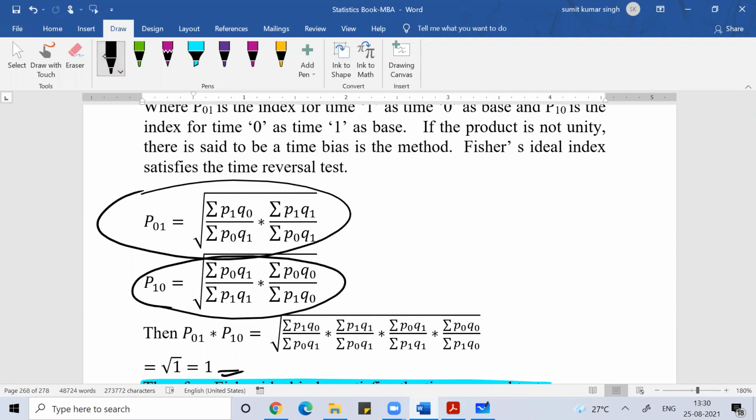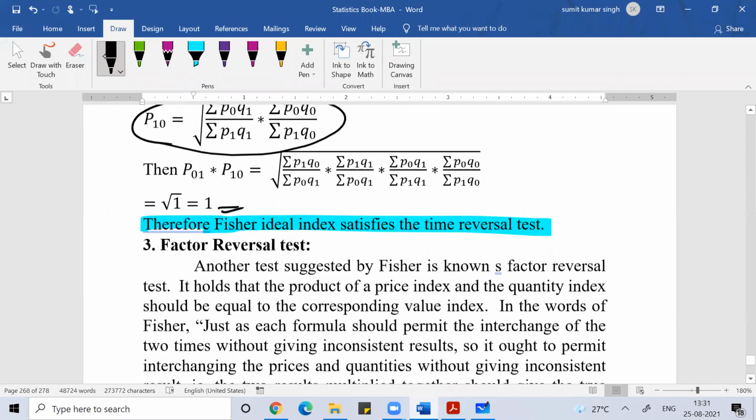Here, only thing, do not include the multiplication by 100 in this test. Normally, whatever final answer we get in all those methods, we multiply by 100, right? So here, don't multiply by 100. Whatever P01 and P10 you are getting, keep it without 100, and then when you multiply them, you will get a value equal to 1. Clear, everyone? So this is the time reversal test.